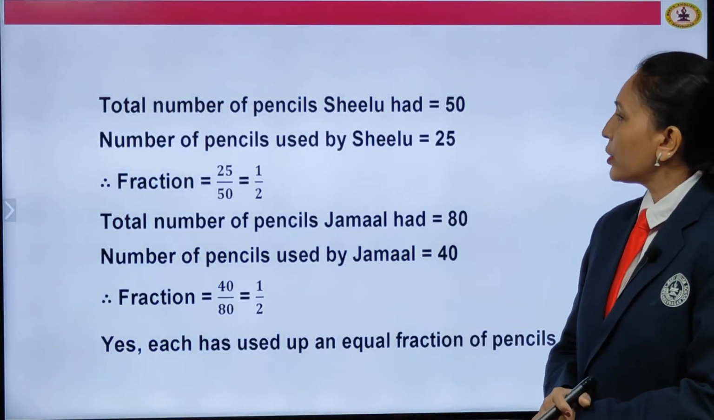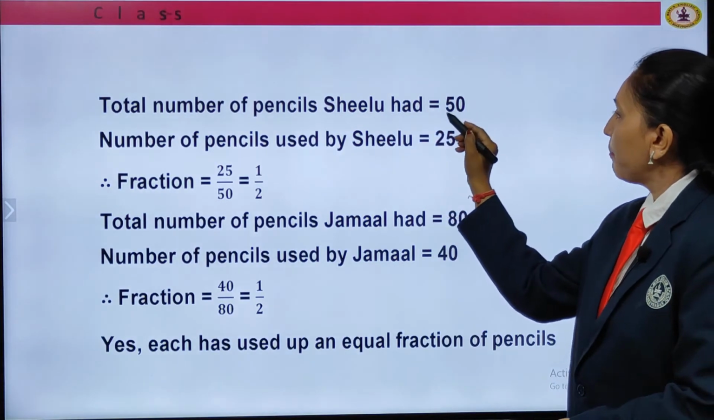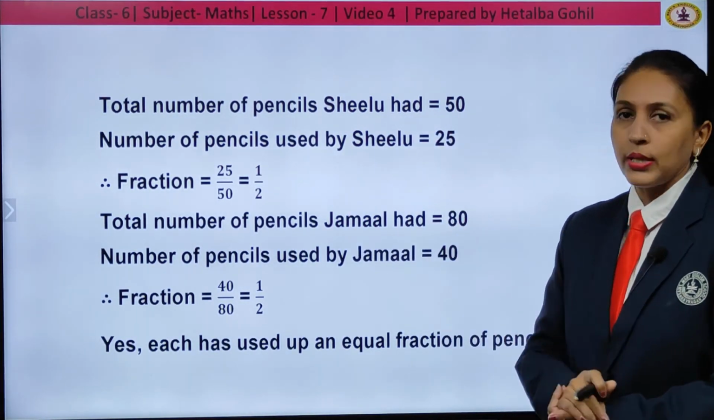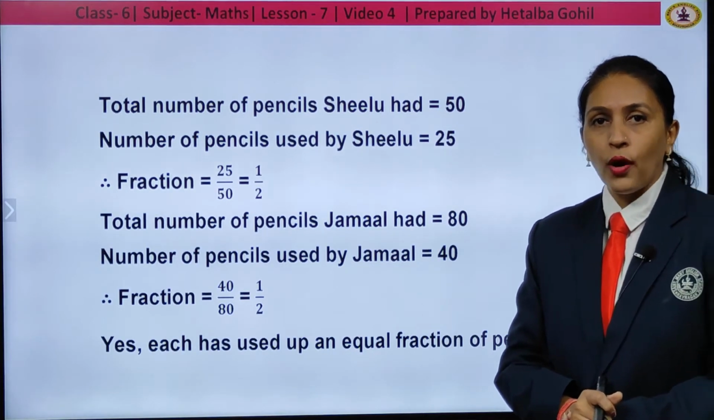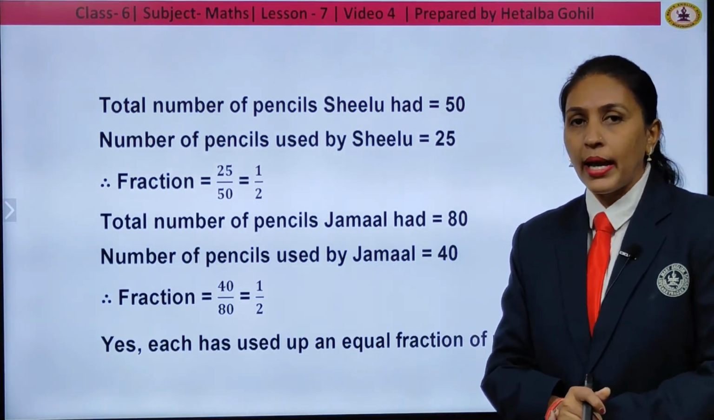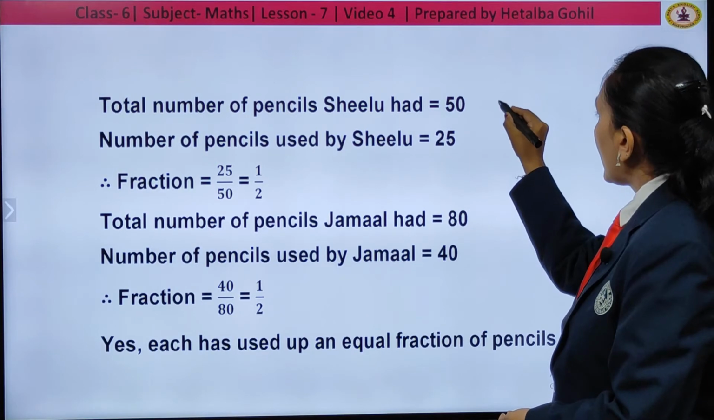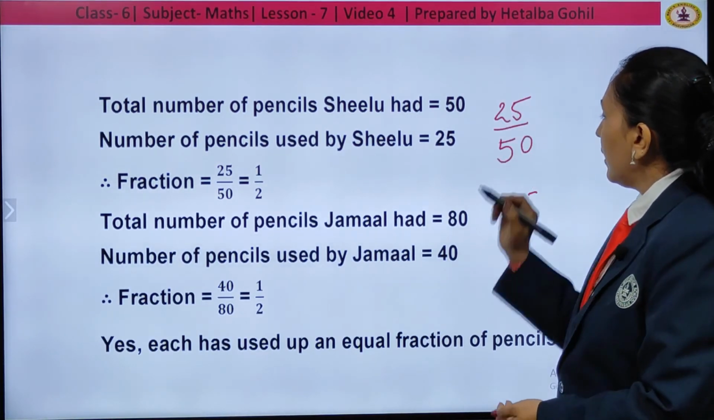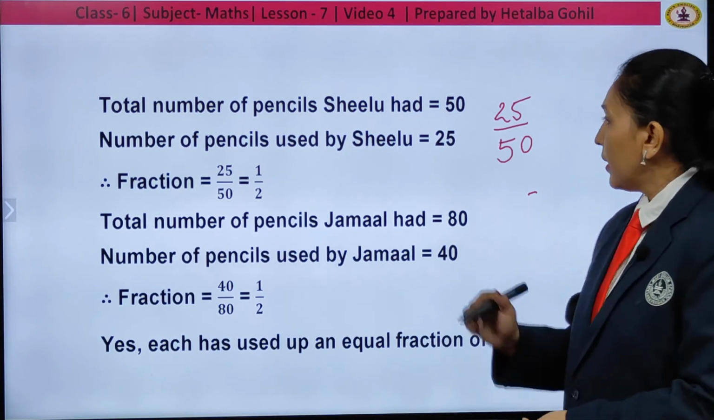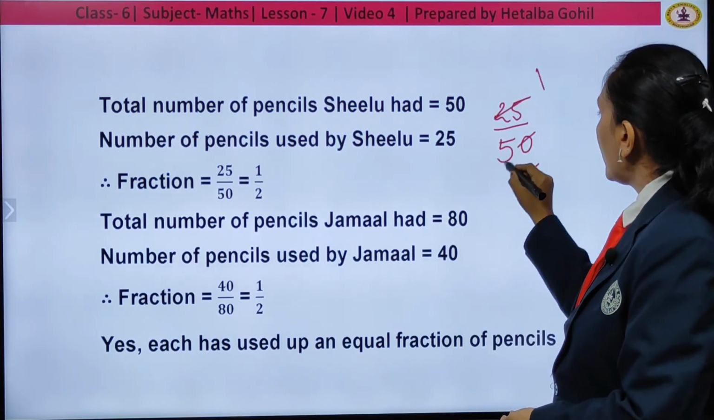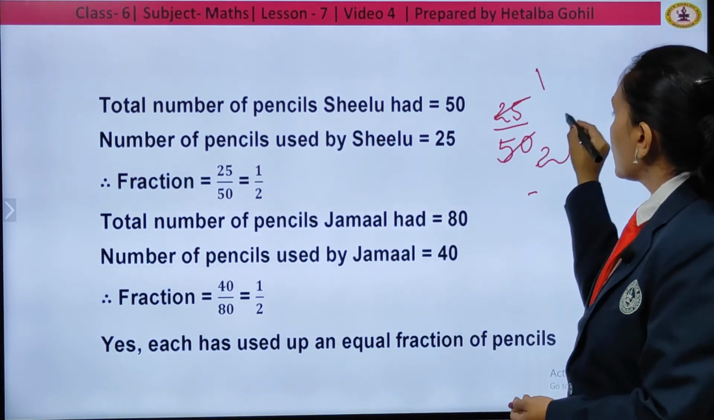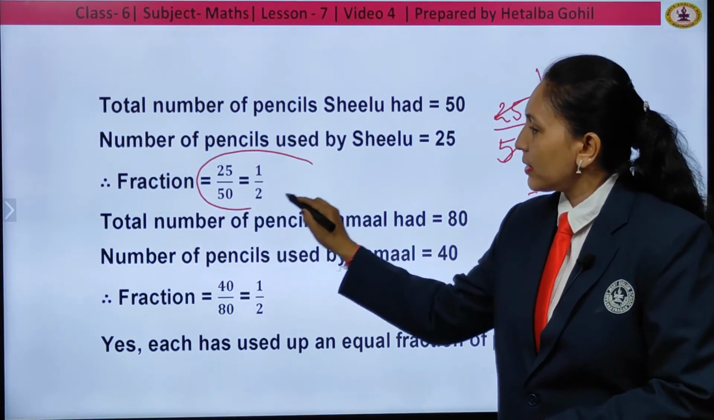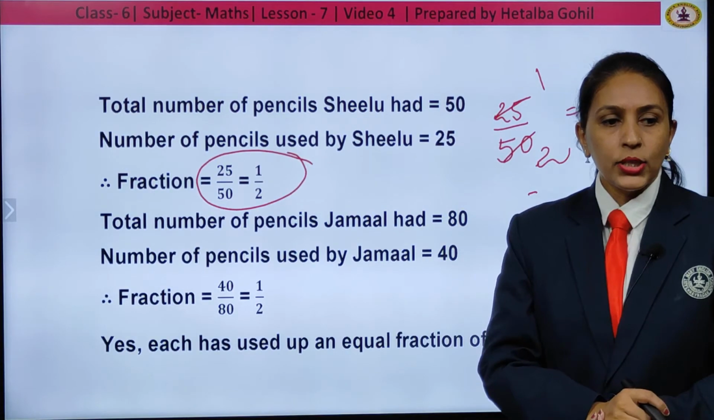Now let us go for Sheelu. Sheelu had a total number of pencils as 50. The number of pencils used by Sheelu is 25. So the fraction for the pencils used by Sheelu will be 25 upon 50. Children, now let us reduce it. We will get 25 1s are 25, 25 2s are 50. So what we get here is 1 by 2. You can see the fraction we get here is 1 by 2.